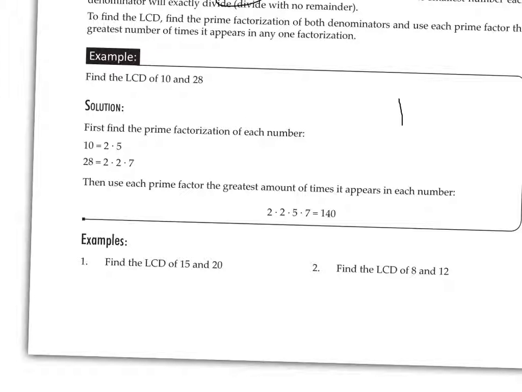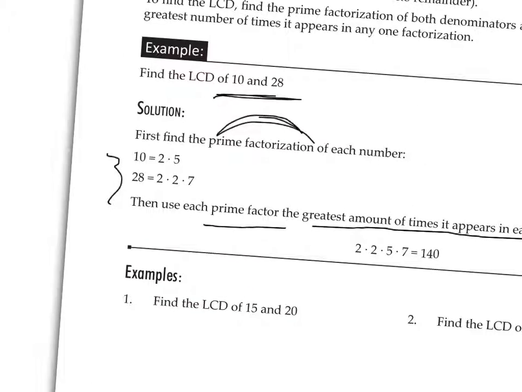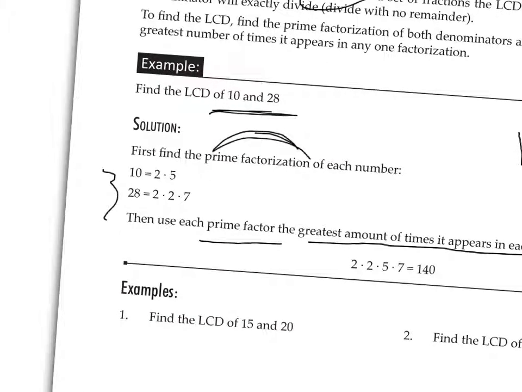The directions here say first find the prime factorization. If I'm looking for a least common denominator for 10 and 28, I can find the prime factors, and then use each prime factor the greatest amount of times it appears in each number. So I just take the biggest group of each factor. For instance, I see some 2's here and here. Well, this is the bigger group, so I take this whole group. I take the biggest group of 5's and the biggest group of 7's, and when I multiply all that together, it gives me the least common denominator, or the least common multiple also, it's called.